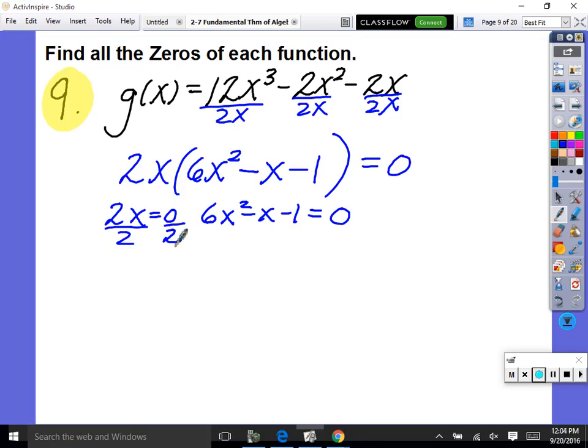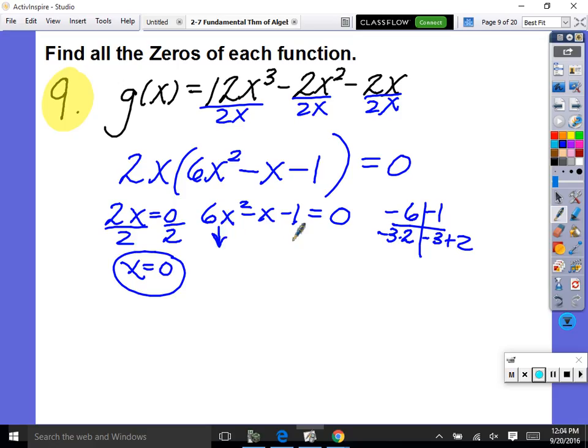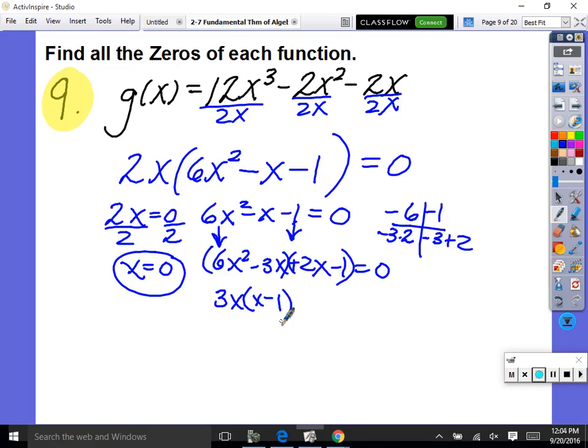Divide by 2, so x is equal to 0. And then over here, what multiplies to be -6, I'm going to solve by factoring if possible, and adds up to be -1? -3 times 2, -3 plus 2. So then we drop our x term down, 6x squared, I'm going to put in minus 3x plus 2x. We drop down -1. We're factoring by grouping. And common here is 3x. Left is x minus 1, correct? Factor out 1. Nothing more in common besides 1.